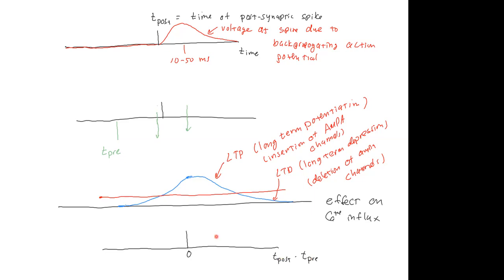If the postsynaptic spike comes after the presynaptic spike, we sit over here in the negative region. And we're going to plot on this axis the change in the weight per spike or per pairing, delta W per pre-post pairing. So every time you pair a presynaptic spike with a postsynaptic spike, what do you get? And what this picture suggests is something like this.